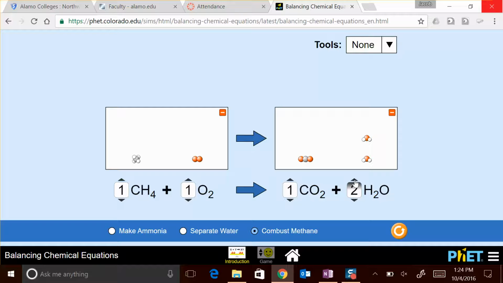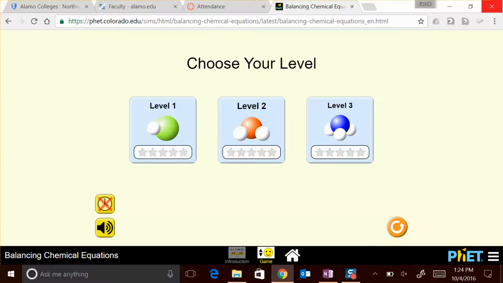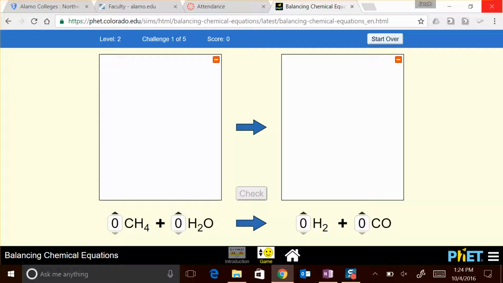I have 4 oxygens on the product side, right? I have 2 oxygens on the reactant side. How do I balance it? 2. And now I have a balanced chemical equation. Okay? All right, let's try a couple of these.